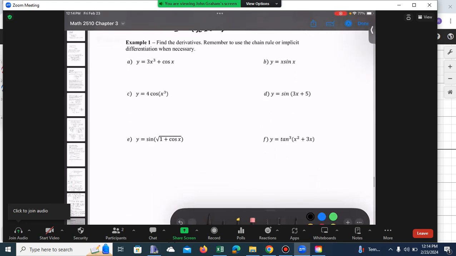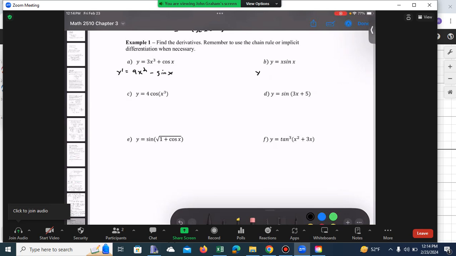So what we'll do now will be taking derivatives of some functions that involve cosine, but not only involve cosine and sine and trig functions. So first, y equals 3x cubed plus cosine x. Our derivative, you can do each one separately. Derivative of 3x cubed is going to be 9x squared. Cosine x is a negative sine x. All you have to do.